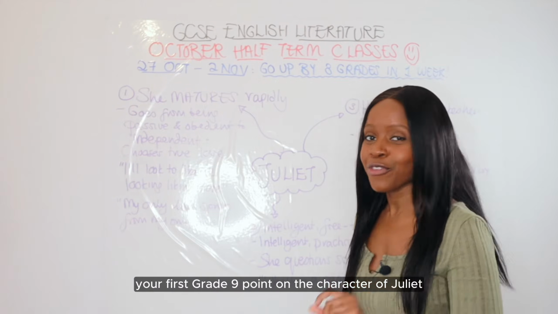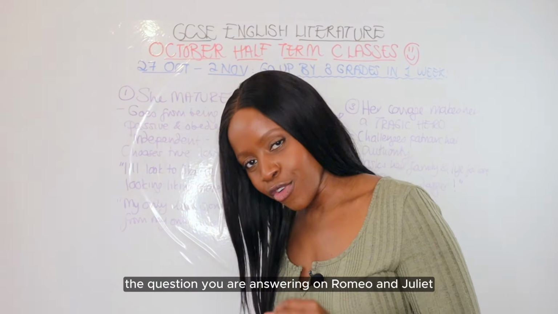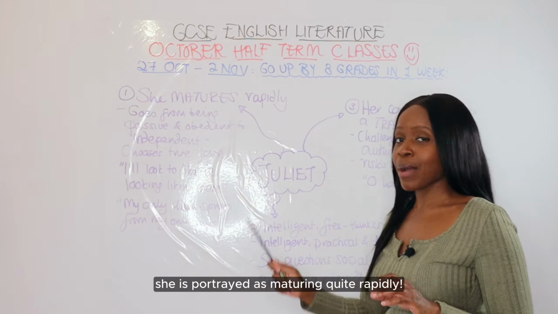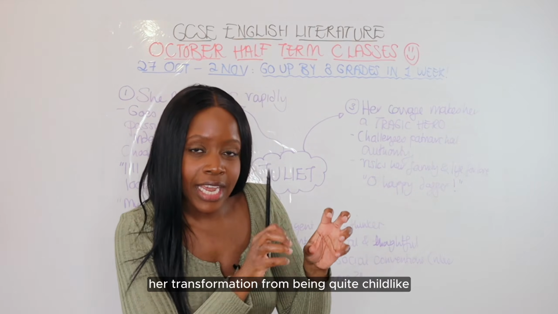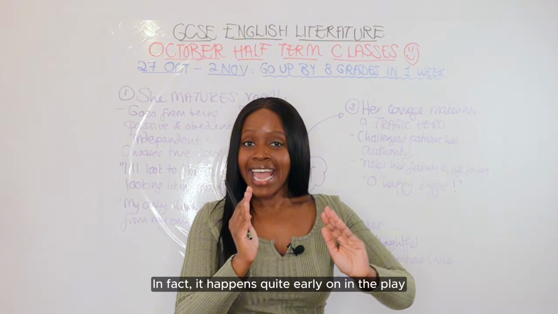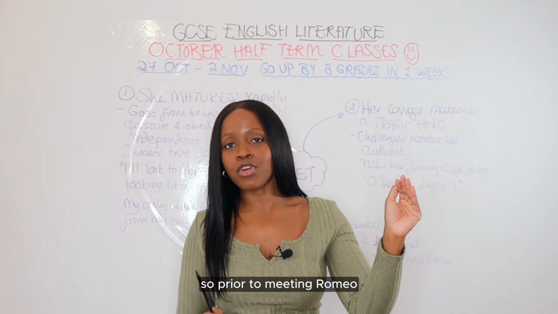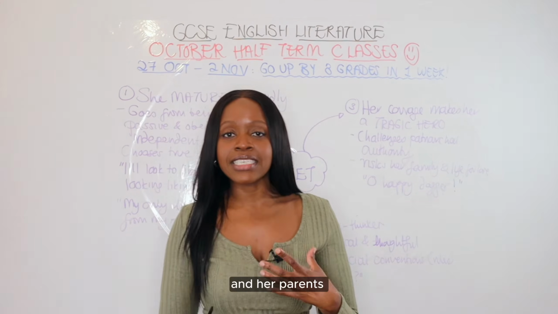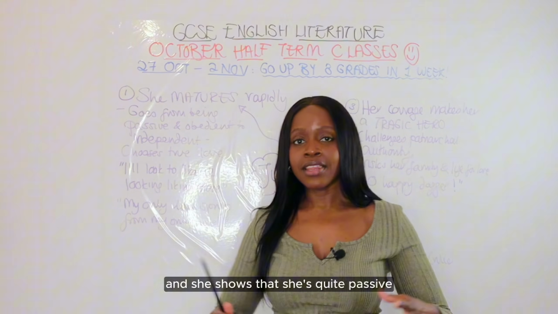So your first winning point, your first grade 9 point on the character of Juliet, let's say she is the question you are answering on Romeo and Juliet, you have to mention how she is portrayed as maturing quite rapidly. What's actually interesting is her transformation from being quite childlike to actually showing a great level of maturity happens really, really rapidly. In fact, it happens quite early on in the play, soon after she meets Romeo, okay? So prior to meeting Romeo, she is portrayed as being quite passive and obedient, especially to her parents. And her parents obviously expressed to her that they want her to marry Paris.